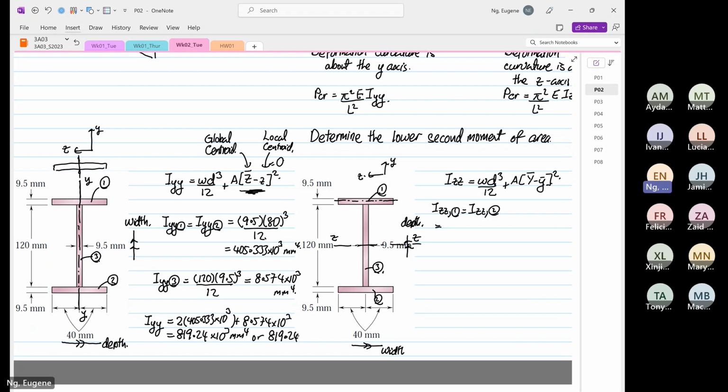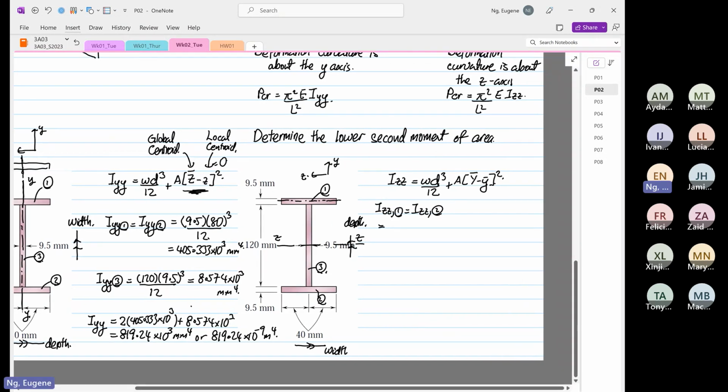819.24 times 10 to the power of minus 9 meter to the power of 4. Okay, so the first term up here, this is the power of 3. Right, so now we know that IZZ1 is equal to IZZ2.